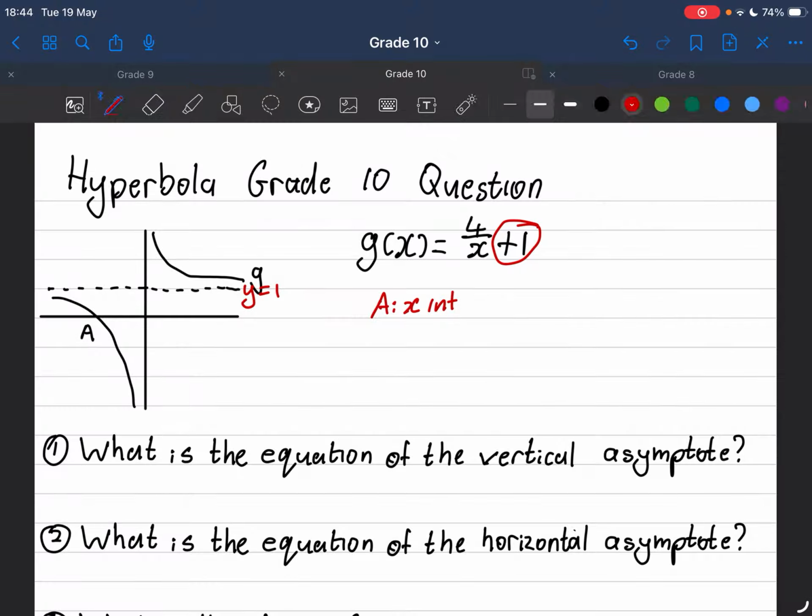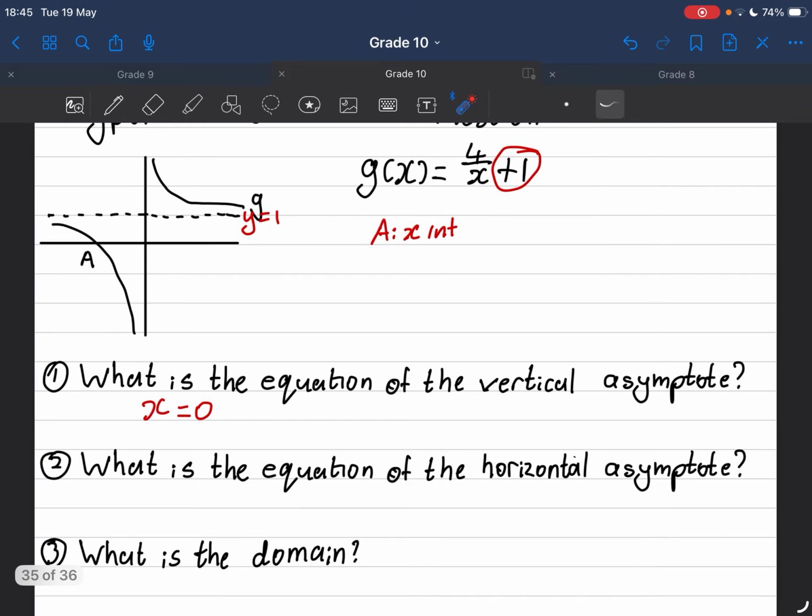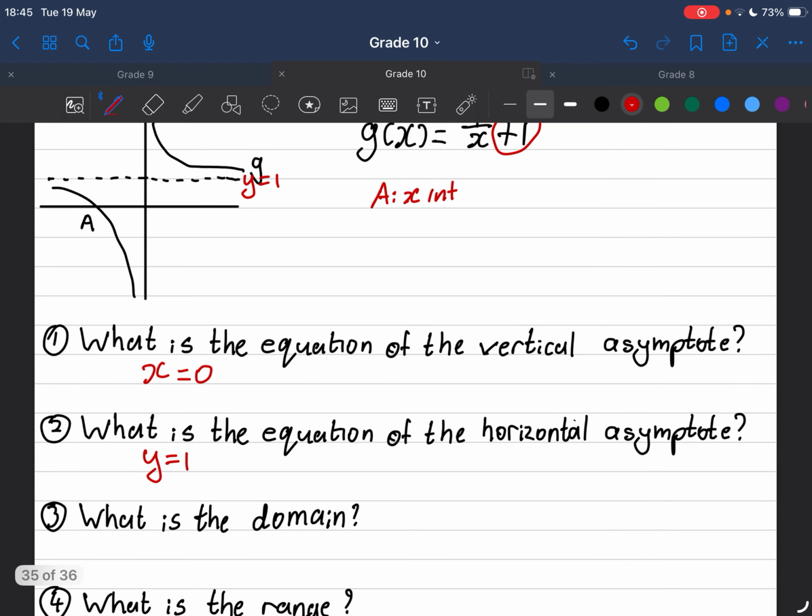What is the equation of the vertical asymptote? Vertical is a line that looks like this, right? So we know there's an asymptote here. Where's the vertical asymptote? It's over here. And what's the equation of that line? It's going to be x is equal to 0. What's the equation of the horizontal asymptote? That's an asymptote that looks like this. Do you know what the equation of the horizontal asymptote is? Yeah, y equals 1.